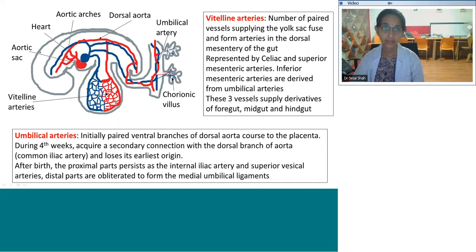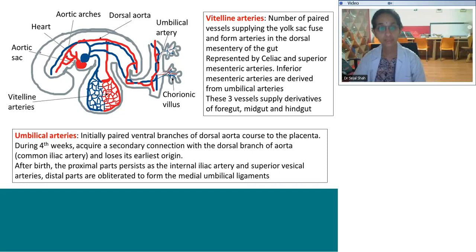Now this dorsal aorta, you can see here, also has a branch out as umbilical artery. So umbilical arteries are initially paired, in the sense we have the right and the left branches from the dorsal aorta which goes into the placenta. And during the 4th week, they acquire a connection with the dorsal aorta. And then it loses its earliest origin.